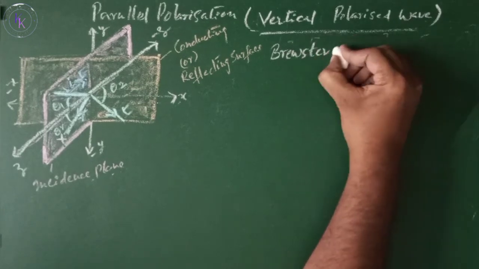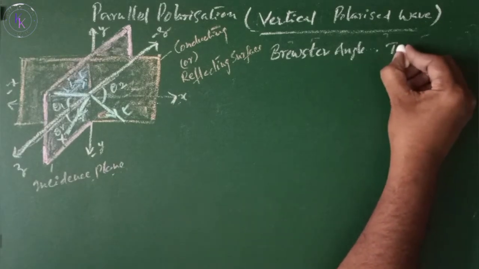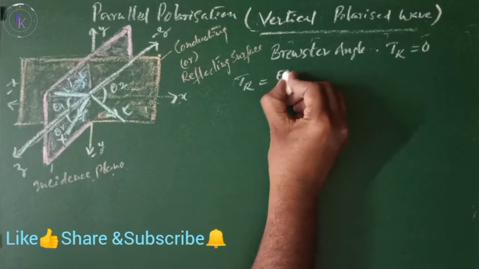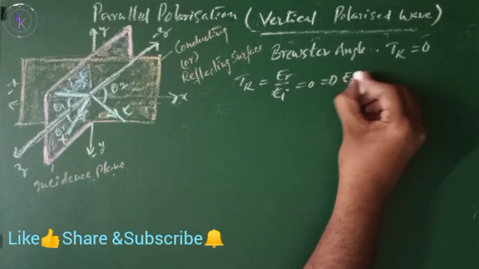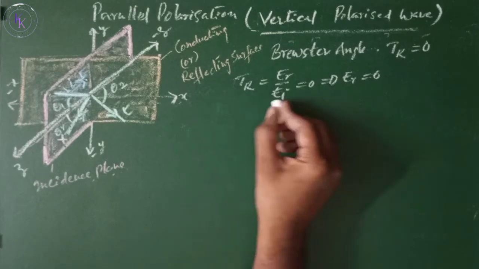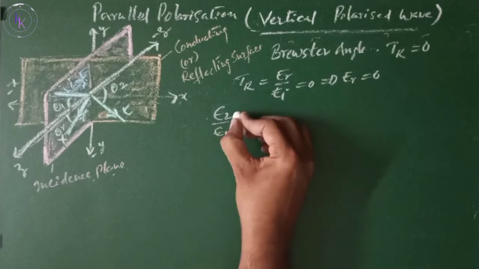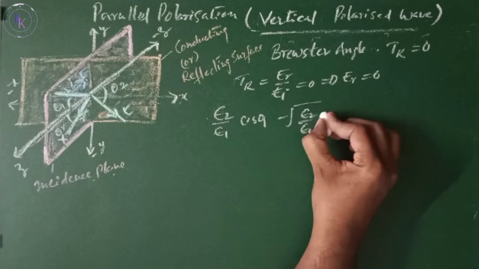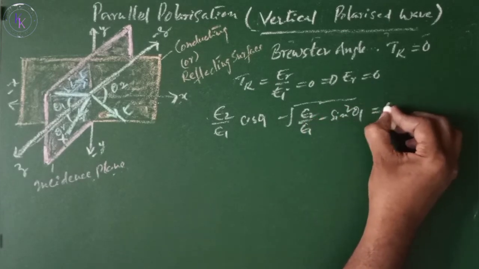Brewster angle. Let the reflection coefficient Γ_R equal 0, which means there is no reflecting wave. When Γ_R equals 0, we use the formula we derived just now. From that, the numerator ε2/ε1 cos θ1 minus the square root of (ε2/ε1 minus sin²θ1) equals 0.